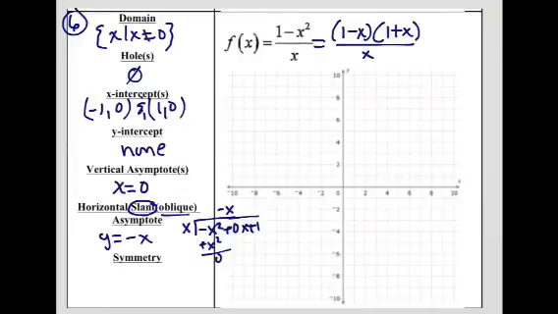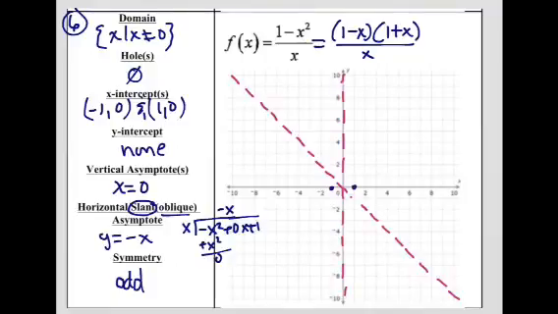As for symmetry, this one is when you replace the x with a negative x, the numerator is the same and the denominator is the opposite. So this one is going to be an odd function because you get the opposite of the original. So this one's going to be symmetric with respect to the origin. Okay?